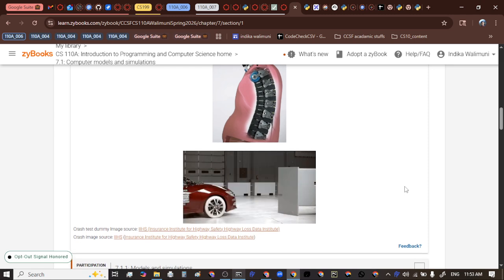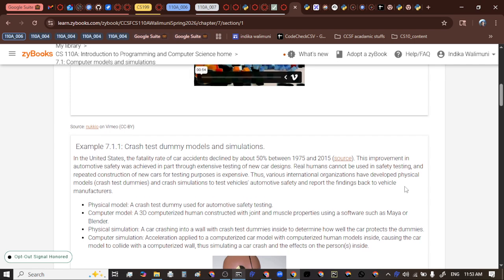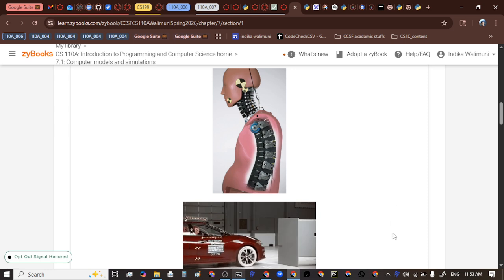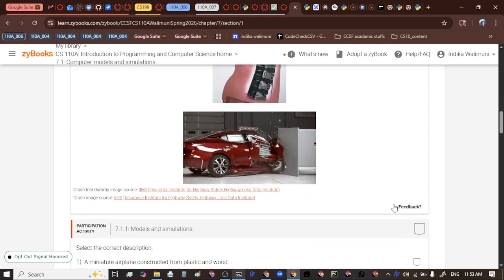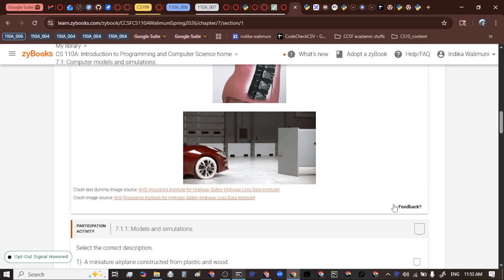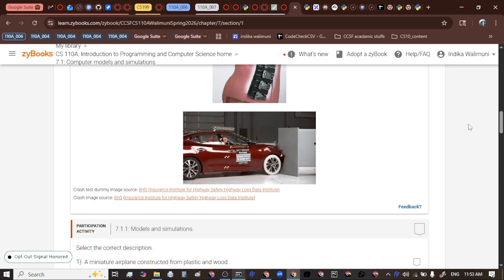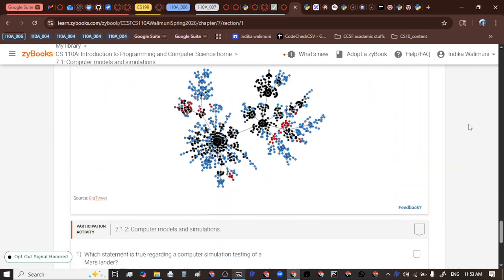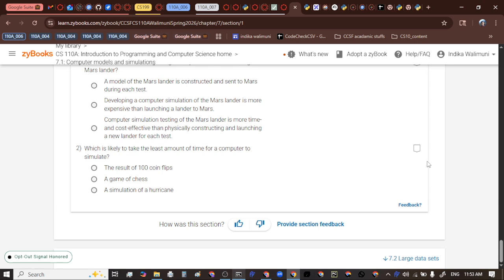You can simulate other ways as well, like put sensors in dummies like this and do crash tests, right? So you don't have to put an actual human, right? So there are a lot of applications of those. Okay. All right, and there are some more examples as well. So I'm going to move on.